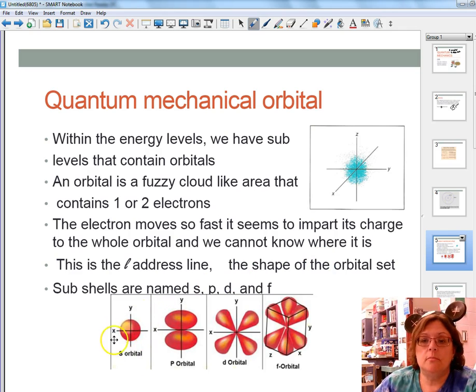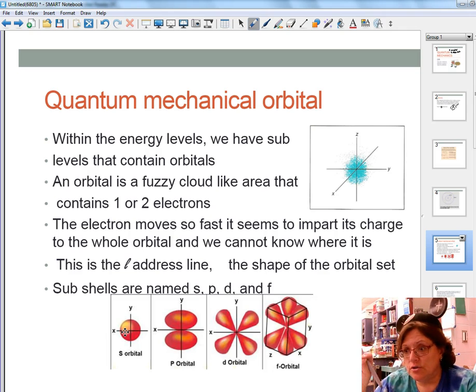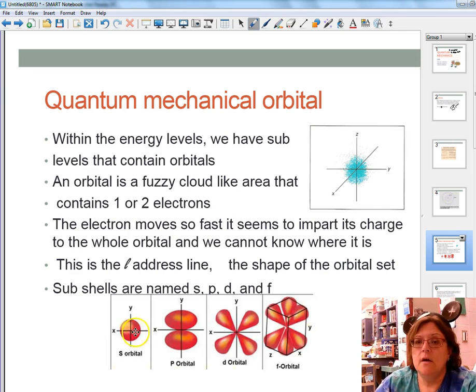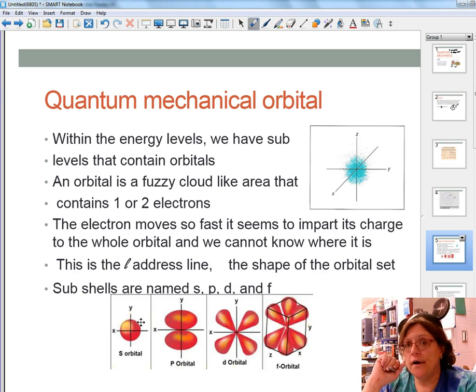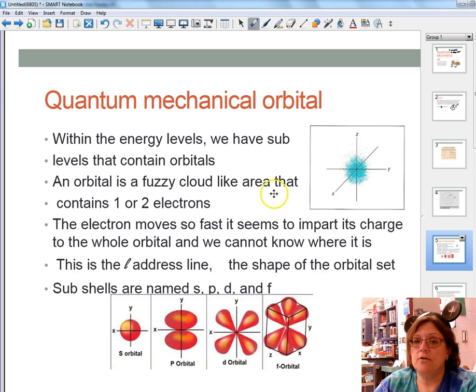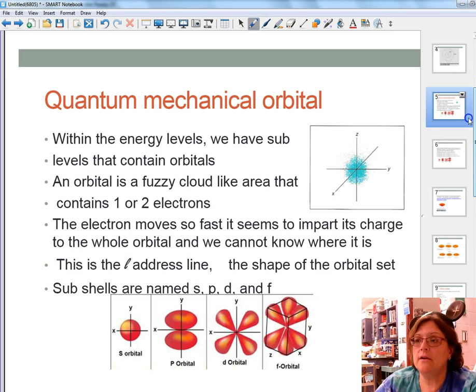The S orbital is just a circular shape. The P orbital, the circle's been pinched in half, so you have 2 lobes for the electrons to hang out in. And there are 3 p orbitals, because there's one on the x-axis, one on the y-axis, one on the z-axis. The d orbitals, there are 5. And the f orbitals, there are 7. So their subshells are named S, P, D, and F. So when you are asked what is your L address, we're talking about which shape of orbital you have.